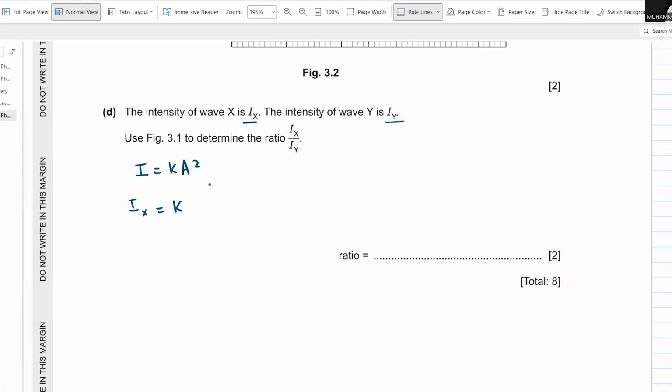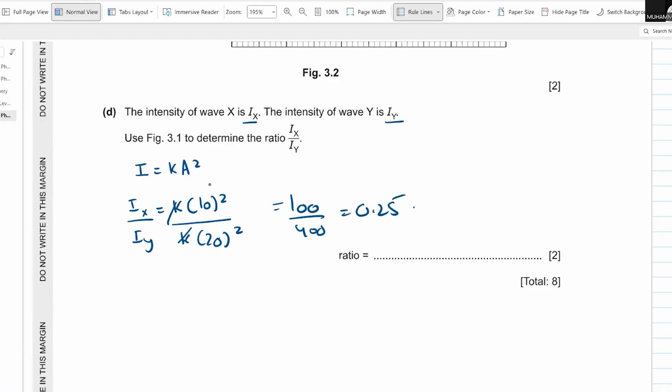What will be Ix? Ix is equal to K into the amplitude of X squared. What was the amplitude of X? 10, so 10 squared, divided by Iy. K into what is the amplitude of Y? 20 squared. K cancels out. 100 divided by 400 is equal to 0.25 as your ratio. Simple.